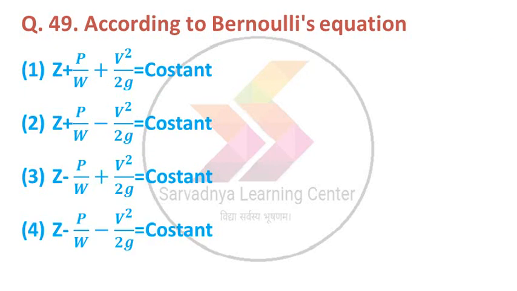Next question. According to Bernoulli's equation, option 1 z plus p upon w plus v square upon 2g is equal to constant, second z plus p upon w minus v square upon 2g is equal to constant, third z minus p upon w plus v square upon 2g is equal to constant, 4 z minus p upon w minus v square upon 2g is equal to constant. The correct answer is option number 1, z plus p by w plus v square upon 2g is equal to constant. This is the Bernoulli's equation.